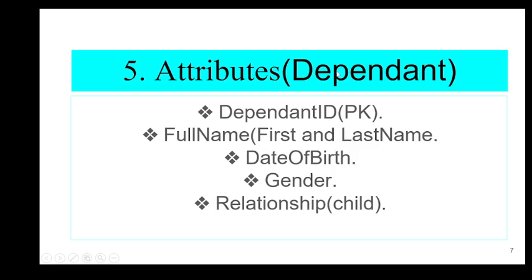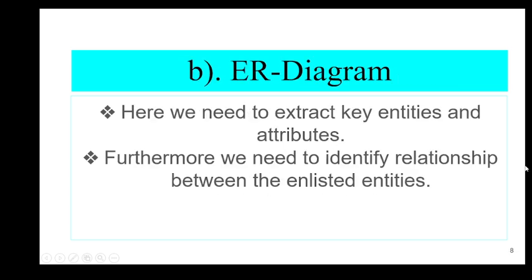We will have another entity which is dependent. We say this is like a will. An employee can have someone who will inherit the benefit, let's say a child or a spouse. So under this entity, we will have the following attributes: dependent ID, which is a primary key, full name, date of birth, gender, and relationship.